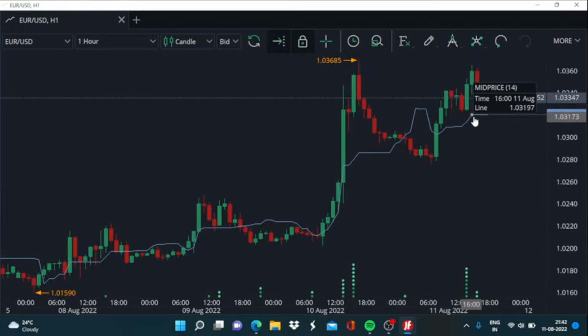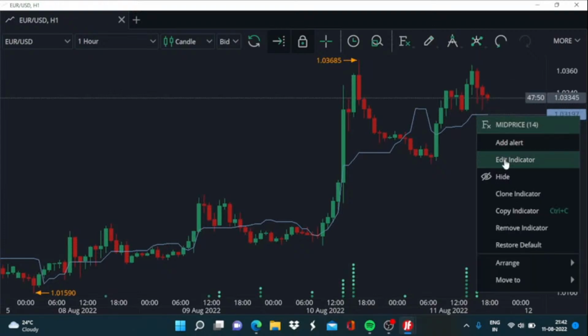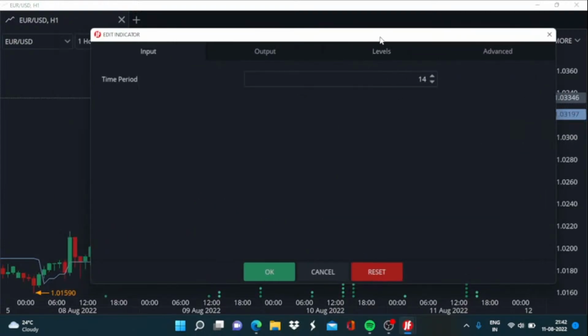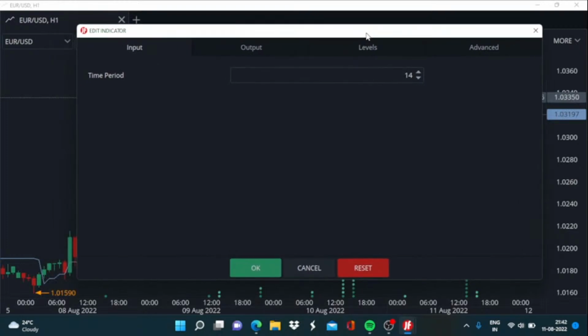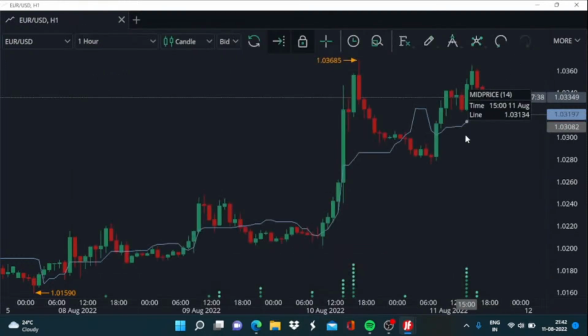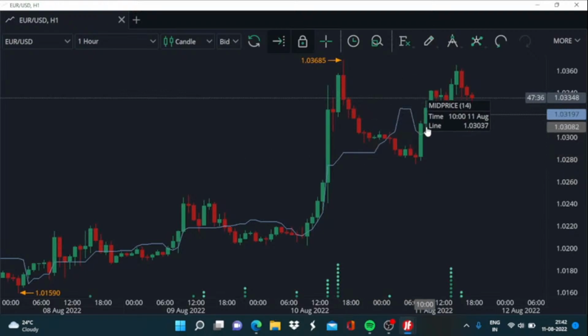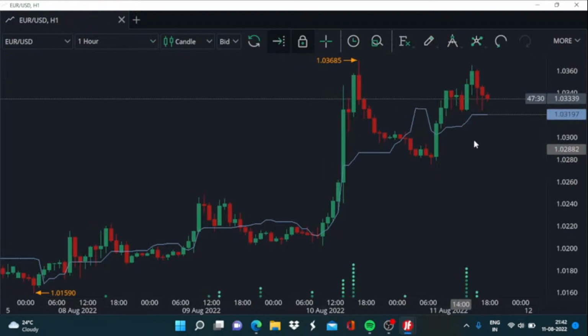Now let us see what are the editing options. There is this time period level which can be varied, so you get an idea of the mid price over different time periods. Now this is being done for the last 14 candle periods, so we have the data of the mid price for the last 14 hours as the candle period is hourly for this chart.